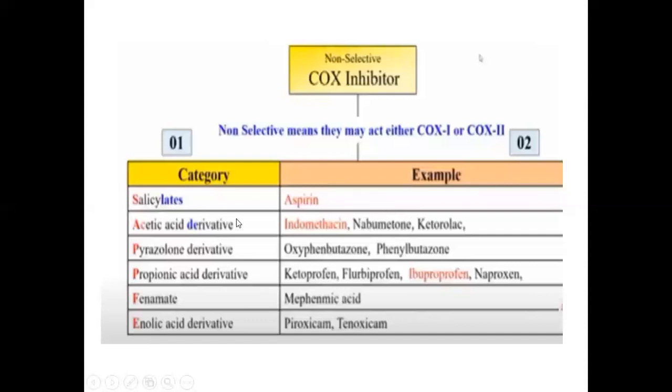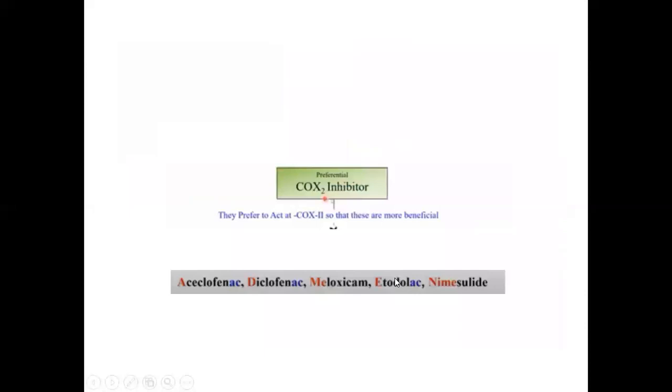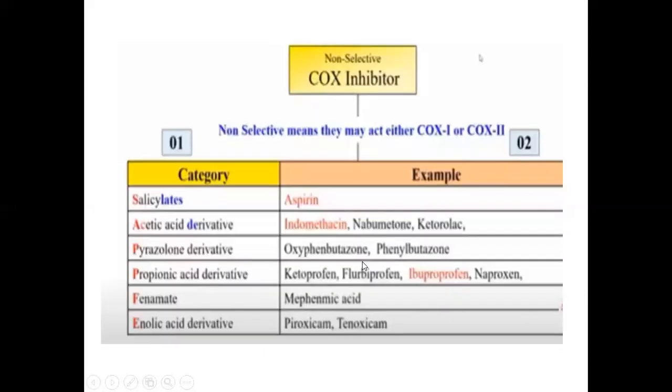Example is aspirin. Acetic acid derivative: examples are indomethacin and nabumetone, ketorolac. The category is the pyrazolone derivative: oxyphenbutazone and phenylbutazone. Propionic acid derivative: ketoprofen, flurbiprofen, ibuprofen, and naproxen. Fenamate: mefenamic acid. Enolic acid derivative: that is piroxicam and tenoxicam.